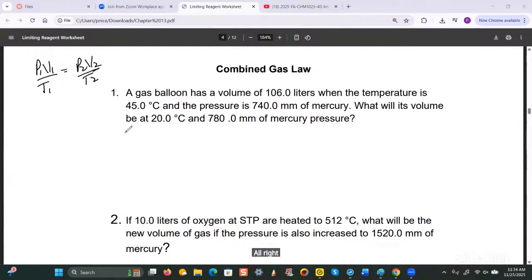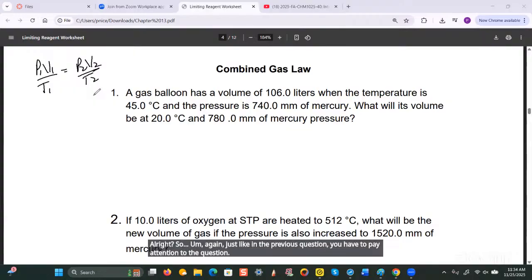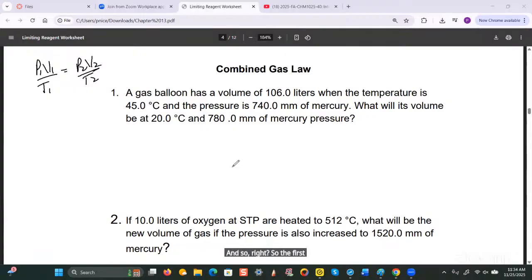All right. So again, just like in the previous questions, we have to pay attention to the question and try to identify the terms. What is P1, what is V1, and so on, right? So the first question I'm going to ask you based on the question itself is, what is the question asking for? V2. V2, exactly. So V2 is what we're trying to find, right? Okay, so my next question is, what is P1 according to the question? 740 millimeters mercury. Very good. So this will be P1. What is V1? 106 liters. Okay, so that's V1.